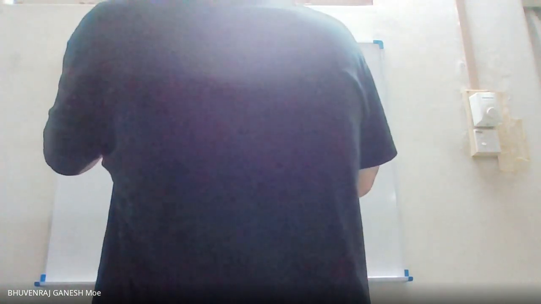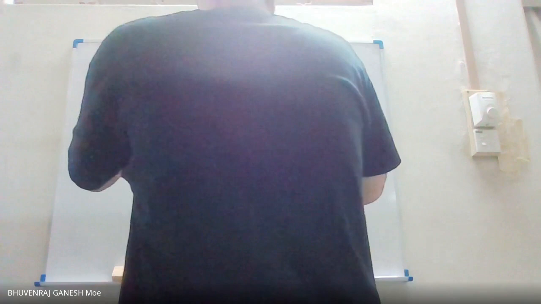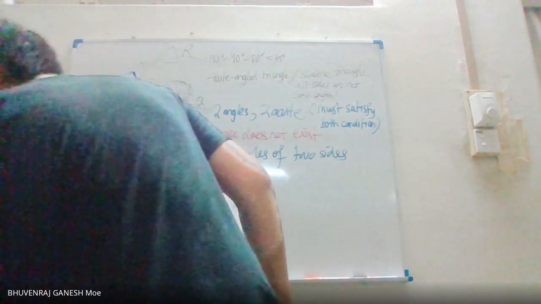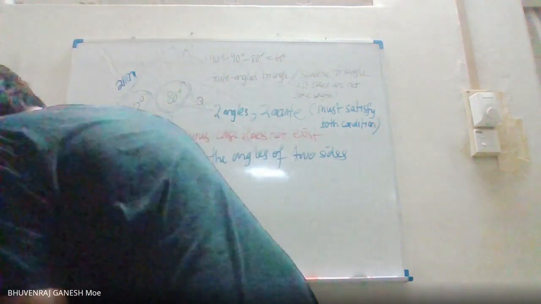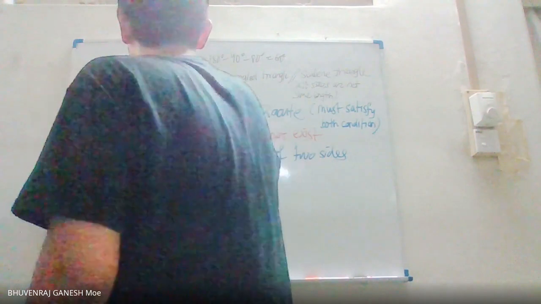So now we are going to the calculation part. This is the part where the exam asks. The previous part was just to understand the ambiguous case overall. Here they'll ask you to sketch the triangles.